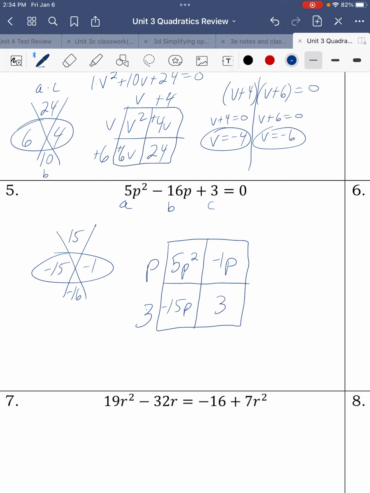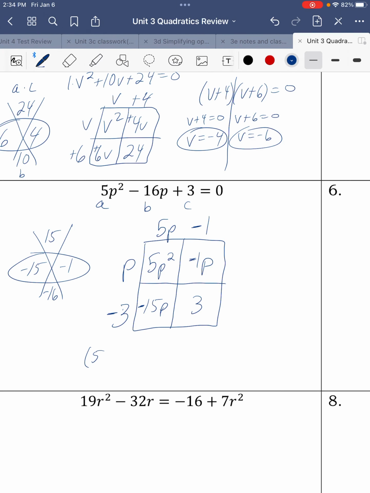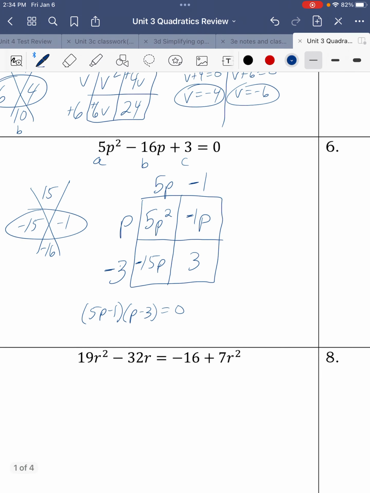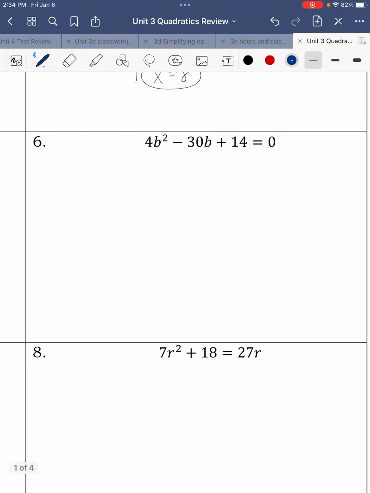Greatest common factor of the bottom row is 3, top row is p, last column is 1, first column is 5p. Now it's a negative 1, so minus, it's a negative 15, so minus. So we have 5p minus 1 and p minus 3. Those are our factors of the quadratic. We have 5p minus 1 equals 0 and p minus 3 equals 0. Solve them both. You'll add 1, divide by 5. You get p equals 1/5. And you add 3, you get p equals 3.